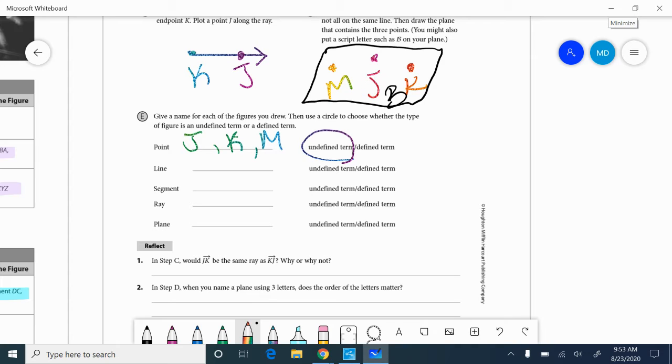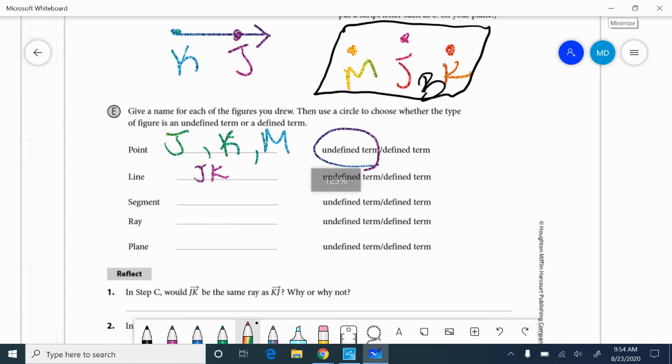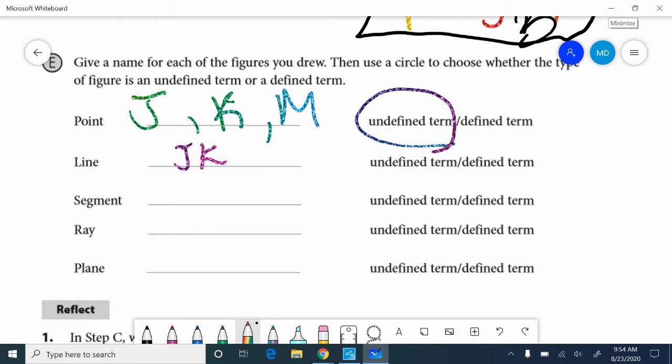For our line, we did line J, K, with an arrow on top. I'm going to do that one more time because it's not very neat. I'll try zooming in a little bit and put a little arrow on top. That's really the best arrow I can do. Okay, and for a line, that is also an undefined term. Remember, with a line, you can write it either way. So I could have also written KJ with a line on top.